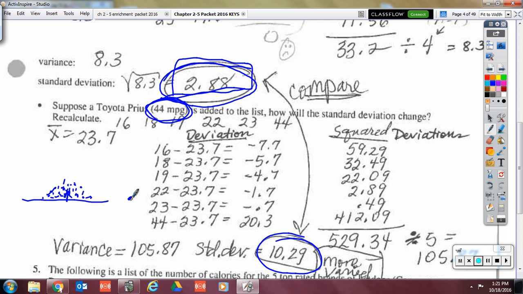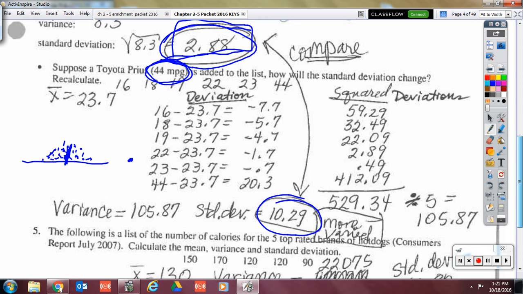Yeah, it's a big distance away from the center. So that increases that average distance away from the mean. So this outlier made the average distance away much bigger. All right? So in summary, outliers affect the mean and outliers affect the standard deviation.